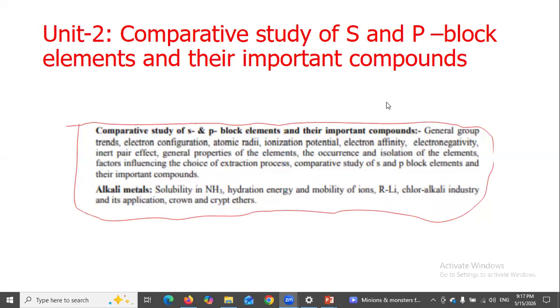Okay, Unit 2, comparative study of S and P block elements and their important compounds under BSc second year, Tribhuvan University, Institute of Science and Technology. This is the curriculum of Unit 2, comparative study of S and P block elements and their important compounds.